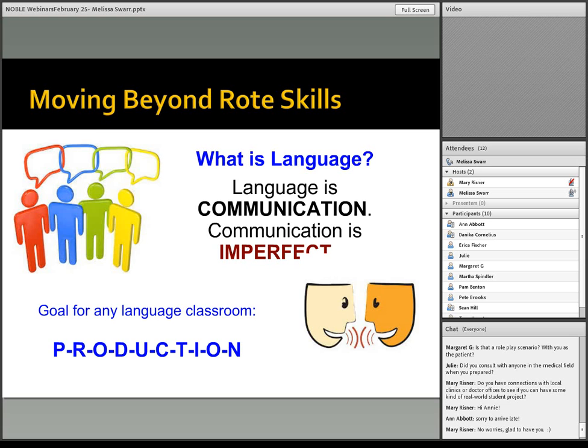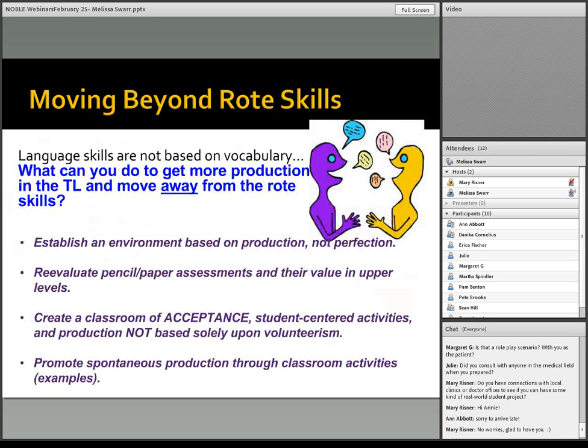So with my goal being production, I really needed to make sure I wasn't focusing on the rote skills. So more production in the target language, getting away from the rote skills, you start from day one. You establish an environment that's based on production and not perfection. I'm happier if the students are speaking in the target language. If it's atrocious, if it's horrible, obnoxious, wrong, I don't correct them. I might restate something and say it correctly after they've said it incorrectly, but I never directly address them or say that they've said something wrong. If they're speaking, I'm thrilled. And so I don't correct them in this classroom setting for speaking.